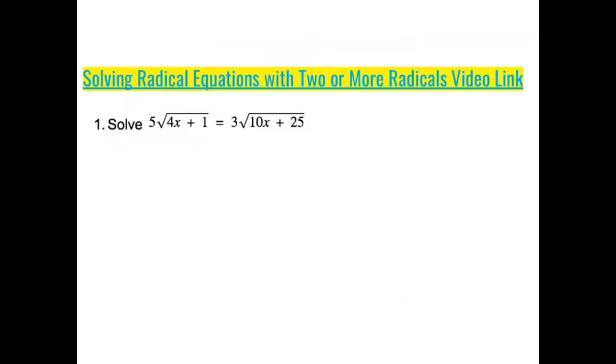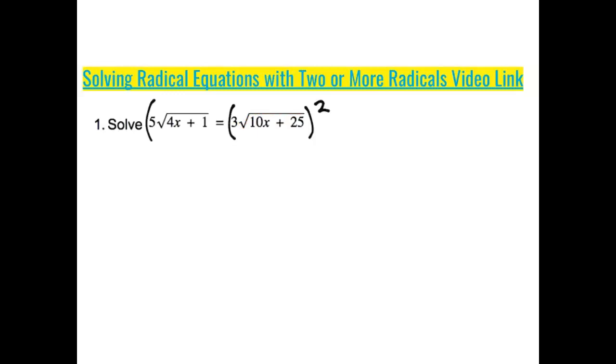Alright, here's another special situation. I have square roots on both sides of my equation. That means that instead of isolating my square root on each side, I can't do that, so I have to just square each side as is.